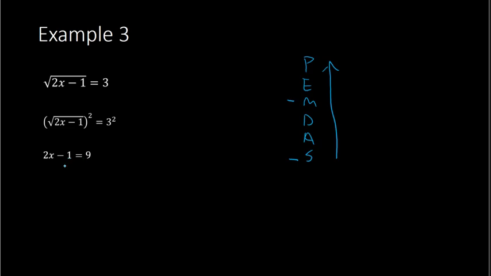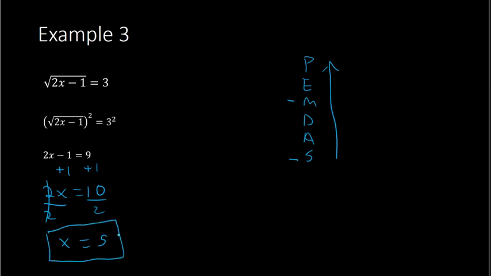So I move that over by doing the opposite of subtracting, which is adding. So I add 1 to both sides. Now I have 2x equals 10. And then I can divide both sides by 2, and now I have x equals 5. So my solution is x equals 5.